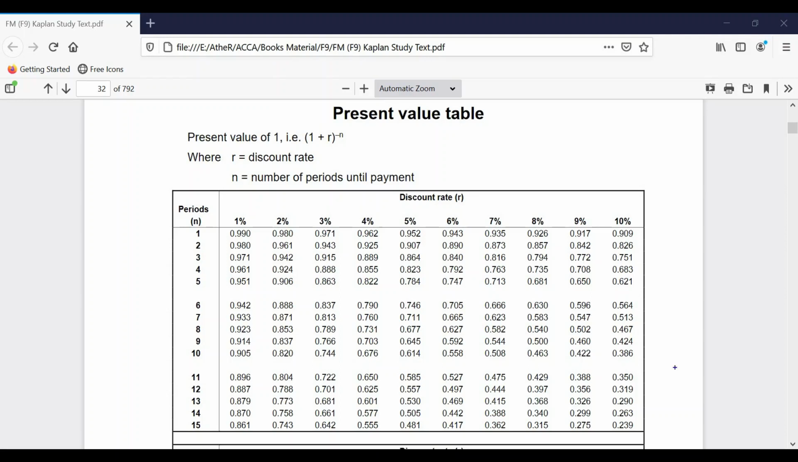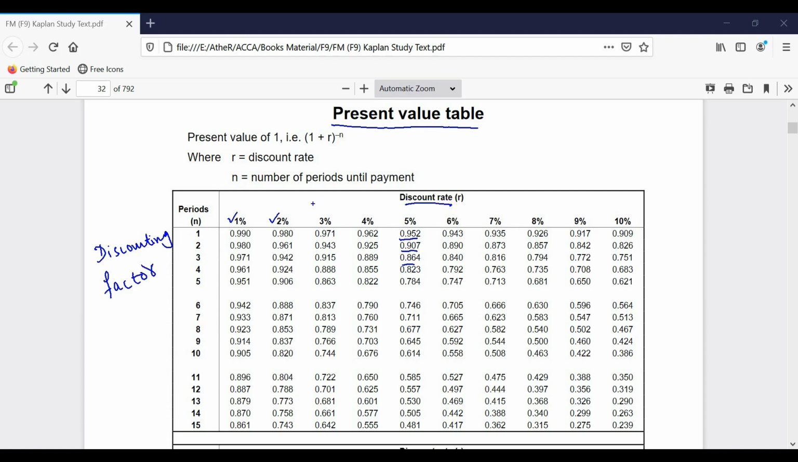Now we know how to use this present value table, as we solved an example earlier. These are the rates which we call discount rates, right? And each of them is known as the discounting factor for their relevant period and for their relevant rate.